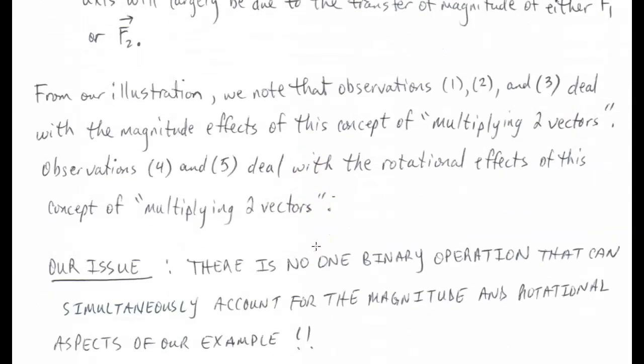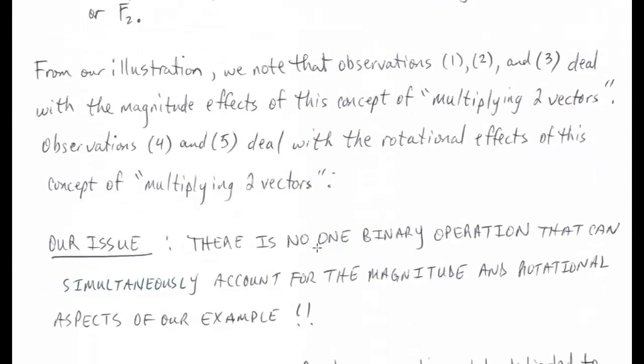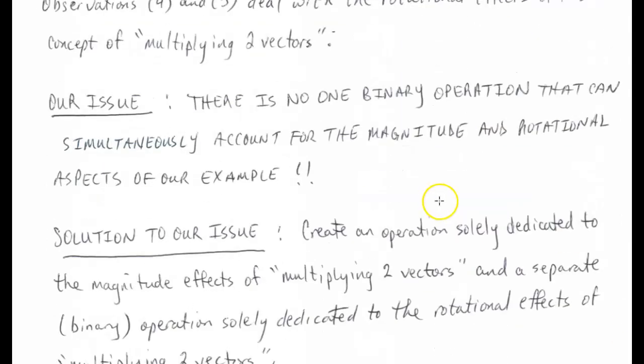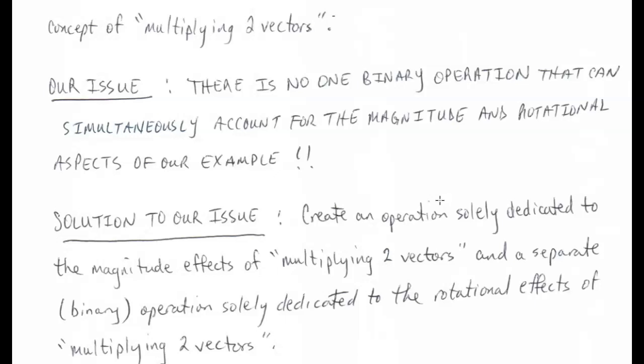So here from our illustration, we note that observations 1, 2, and 3 that I went over solely deal with the magnitude effects of multiplying two vectors together. And observations 4 and 5 solely dealt with the rotational effects. And of course, our issue, like I stated before, is that there is no binary operation that can simultaneously account for both the magnitude and rotational aspects of the example that I've given.